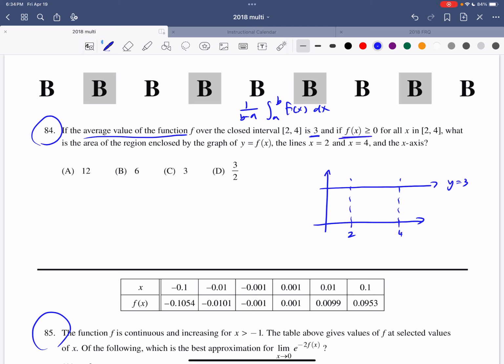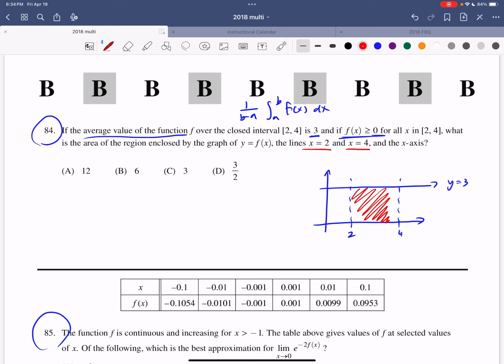And your y value is greater than or equal to 0, which means this value will not go below here. What is the area of the region enclosed by y equals f of x, which means you want to find the area of this one, the line x equals 2 and x equals 4 and the x-axis. You want to find this one, right?